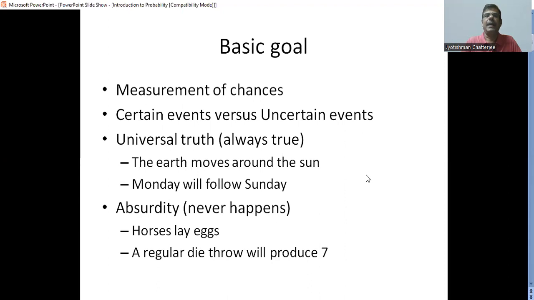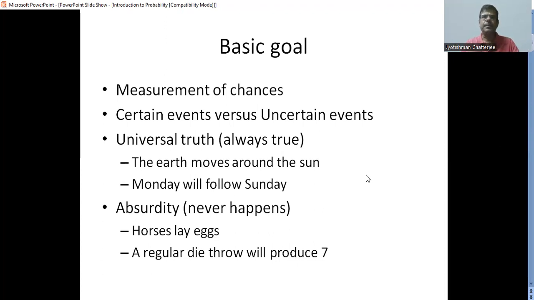In order to understand that, let's first talk about different kinds of statements. Some statements are universal truth. Say, for example, the earth moves around the sun. It's always true. A universal truth. Similarly, Monday will follow Sunday. That's another universal truth. That always happens. Although it's our convention, what's Monday and what is Sunday, but once that is defined, Monday will always follow Sunday.